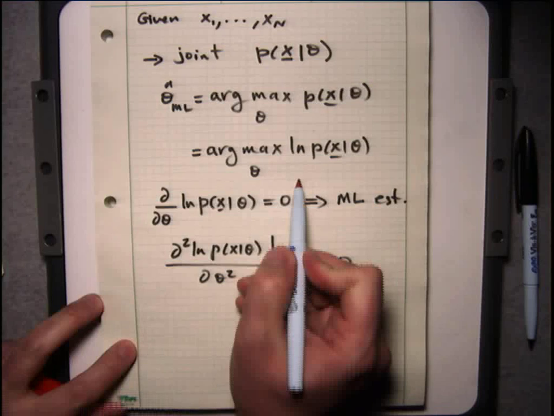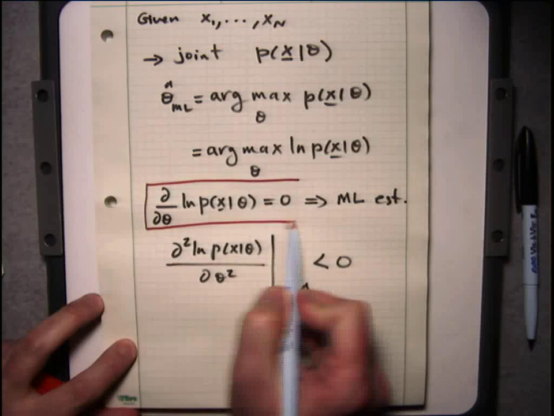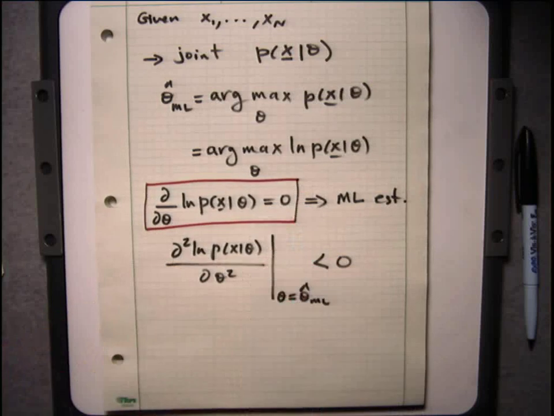Okay, so this equation is called the maximum likelihood equation. And it provides basically a way of turning the crank and getting an answer. So let's do a couple of examples.